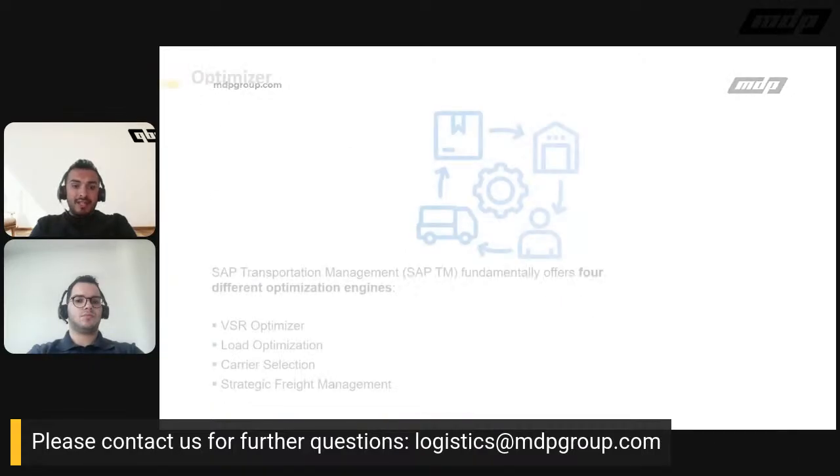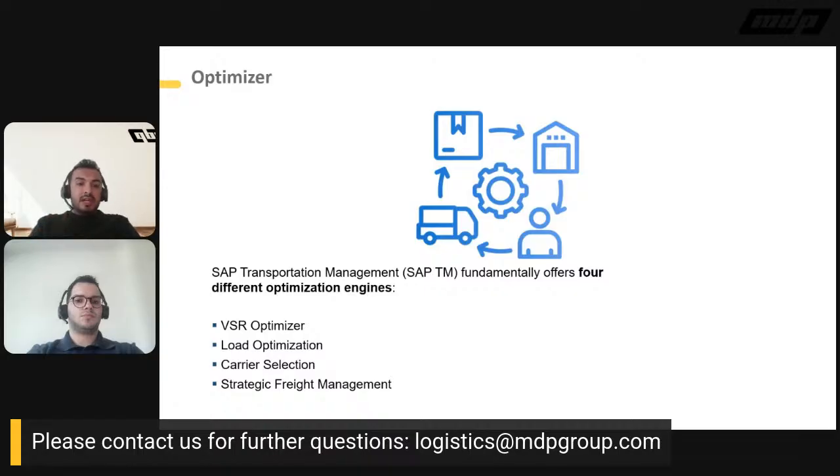The optimizer engine basically uses four functionalities. The first one is the VSR optimizer. This is basically the application that performs various transportation planning functions. This can be automatic freight order creation in the background or in the transportation cockpit. Load optimization, as mentioned before, ensures optimal placement of products or pallets into your freight orders.